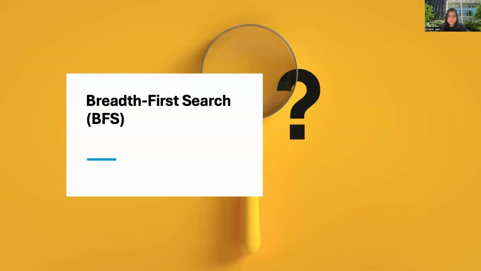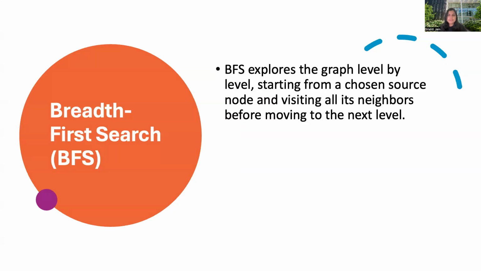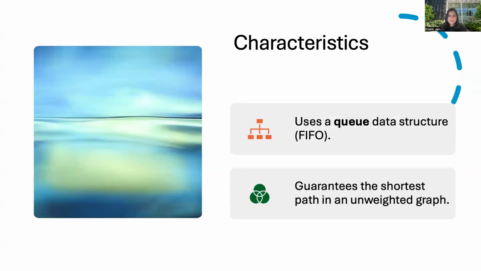Breadth first search. I'm going to be using the abbreviation BFS across the lecture. BFS explores the graph level by level, and it starts from the chosen source node and visits all of the neighbors before it moves to the next level. The key characteristic of BFS is that, while storing, it uses a queue data structure. It follows the order of FIFO. FIFO stands for first in, first out.